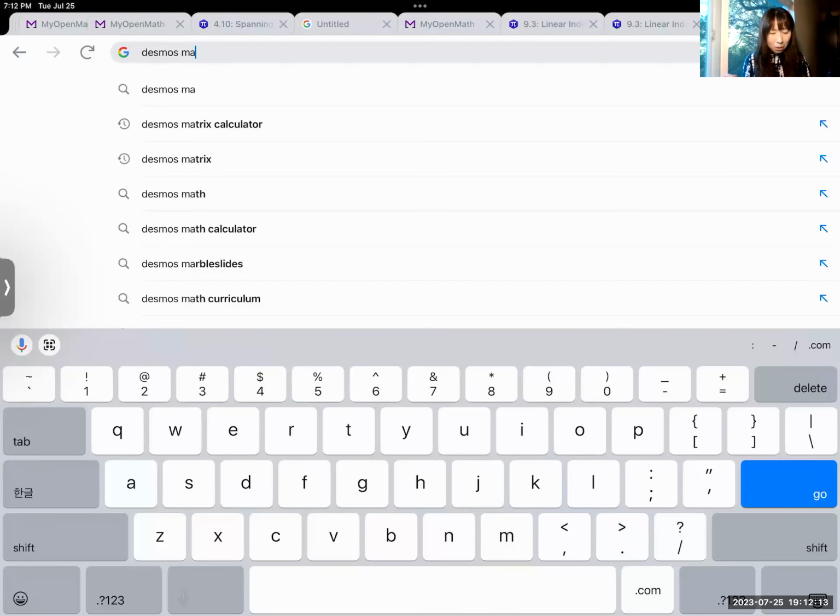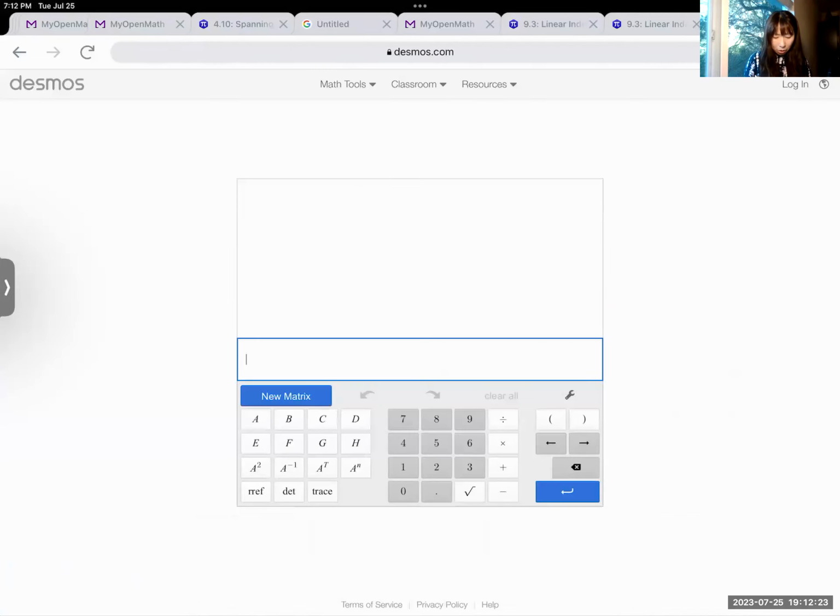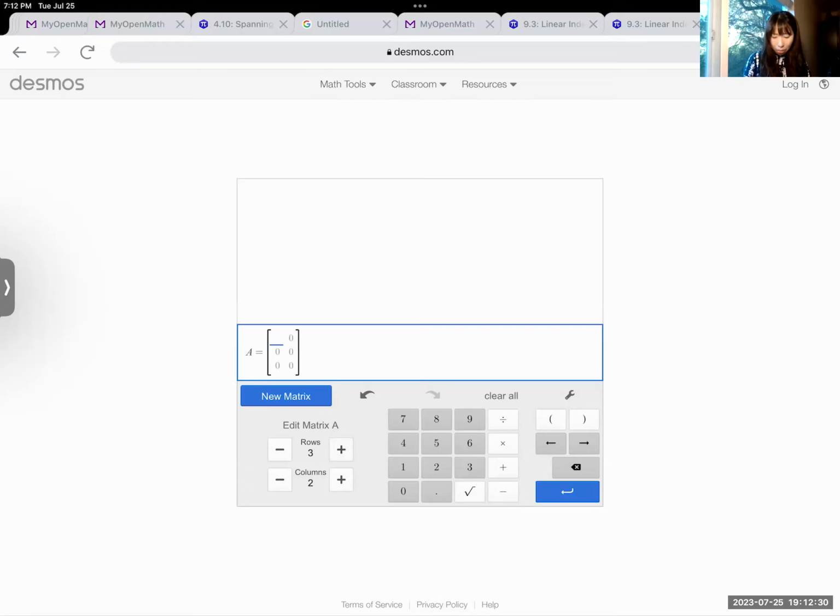Okay, so Desmos matrix calculator. So I can click that. So matrix calculator. All right, so we are using new matrix. Maybe we can use 3 rows and 3 columns like that, right? So 1, 2, 3, 4, 5, 6, 7, 8, 9, right?